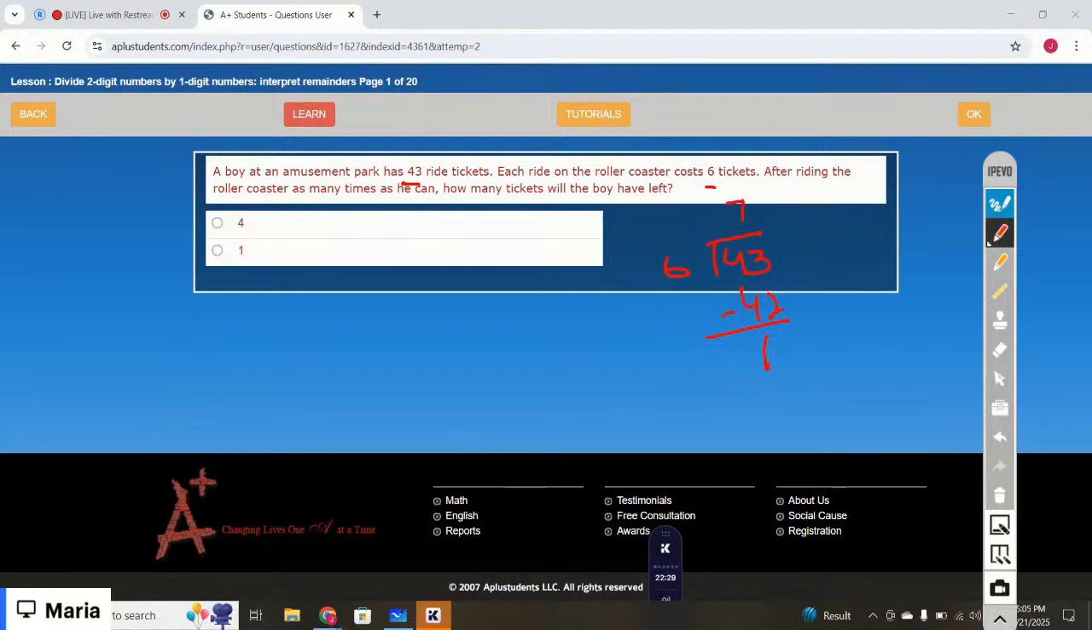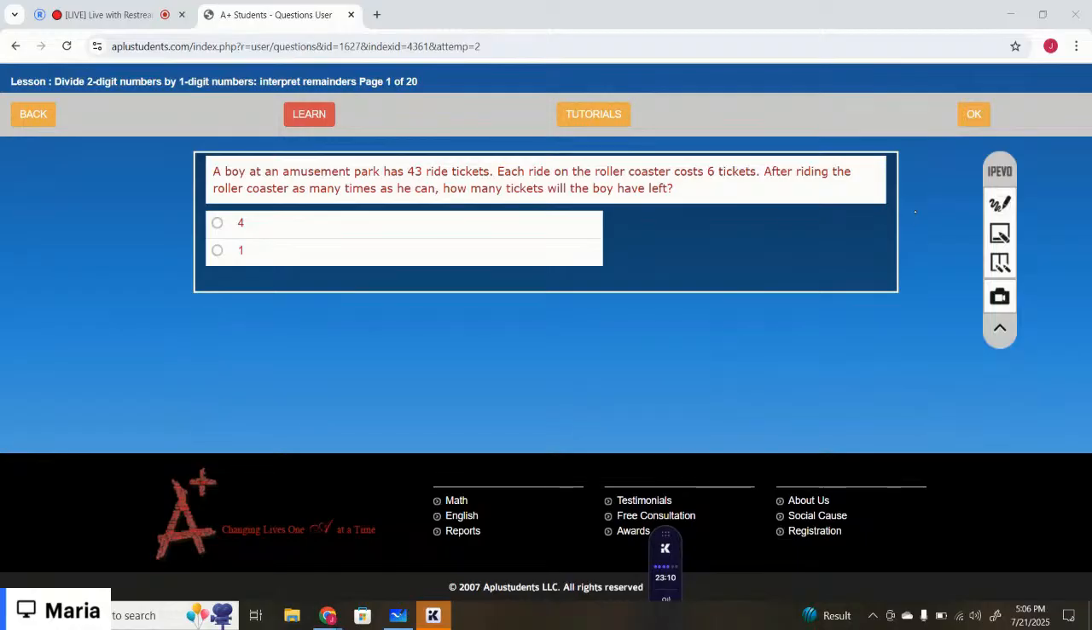So, how many tickets will the boy have left? The boy has only one ticket left. He has 43 tickets in total, right? Each ride costs 6 tickets. He did 7 rides, so at the end he is left with only one ticket. Option number 2 is the correct option. That is 1.